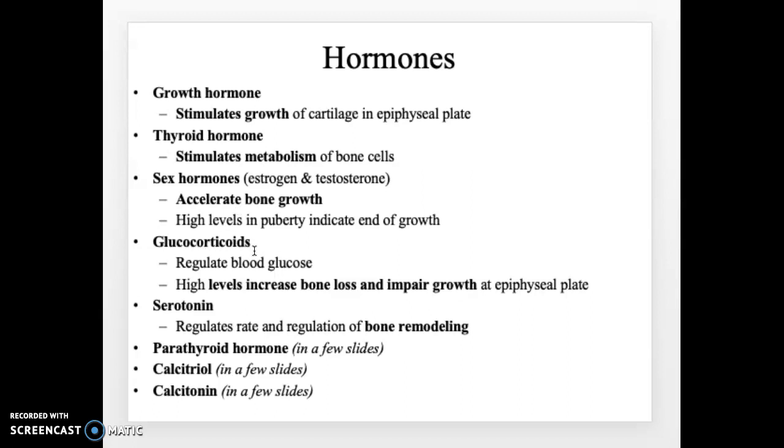Glucocorticoids are responsible for regulating blood glucose, but in bone, if there are high levels of them, you can have increased bone loss and impaired growth. So glucocorticoids are released in terms of stress. So individuals that are young and have a high amount of stress long term can actually have growth stunted.